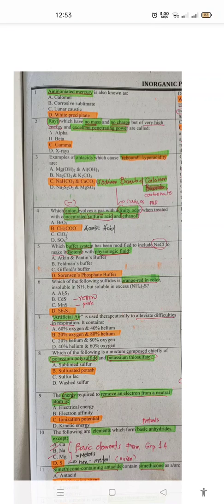Ammoniated mercury is also known as calomel, corrosive sublimate, lunar caustic, and white precipitate. So the answer here is letter D. White precipitate is also known as your ammoniated mercury.